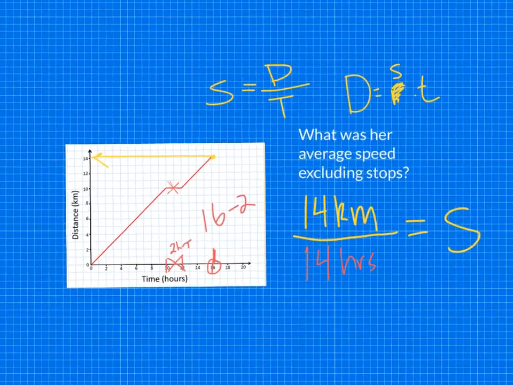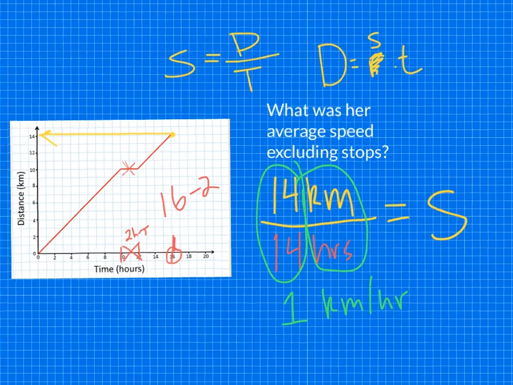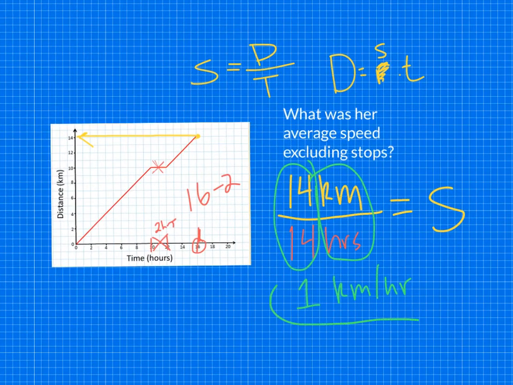So our speed is 14 divided by 14, which is 1, and kilometers divided by hours, you can't do it, so it's kilometer per hour. Okay, so her average speed, if you do not include the stops, should be 1 kilometer per hour. That slope is representing this actual speed formula.